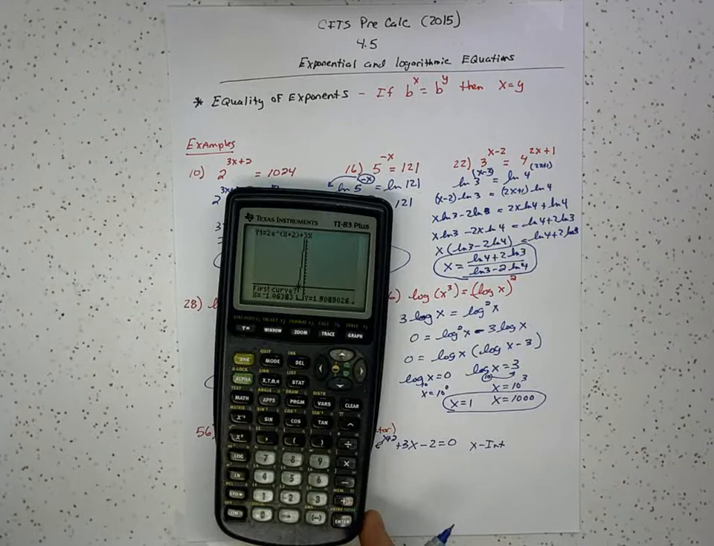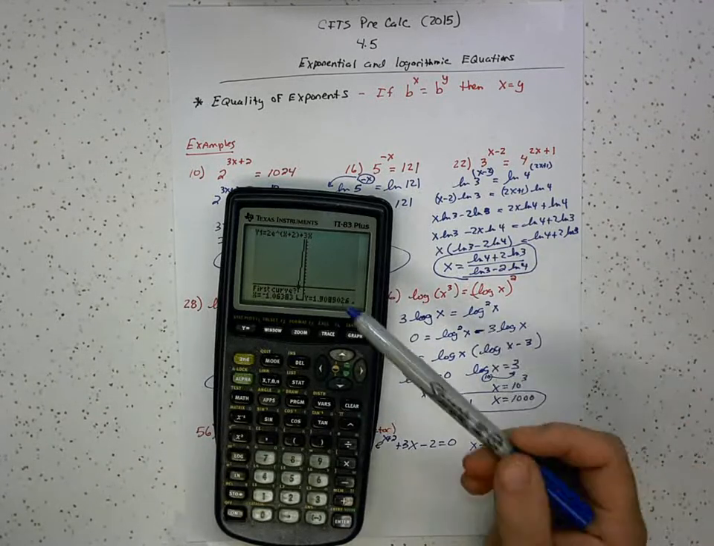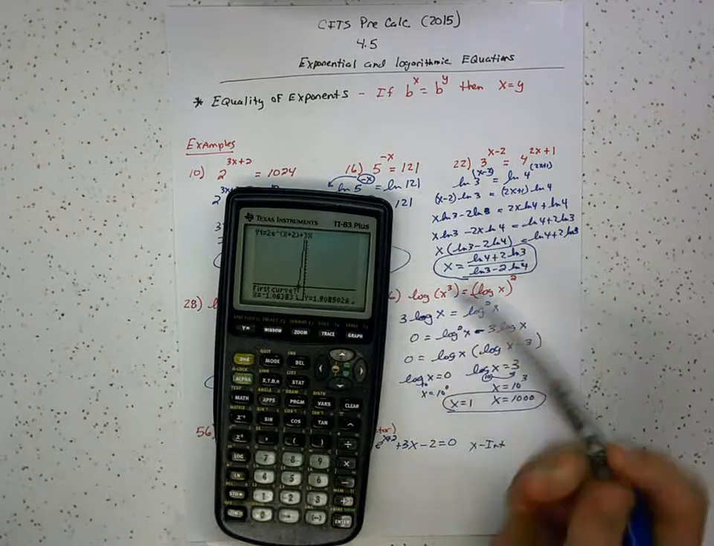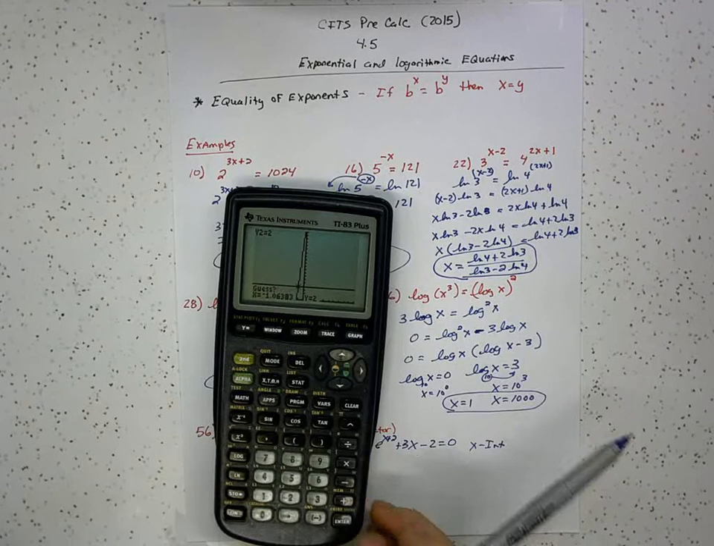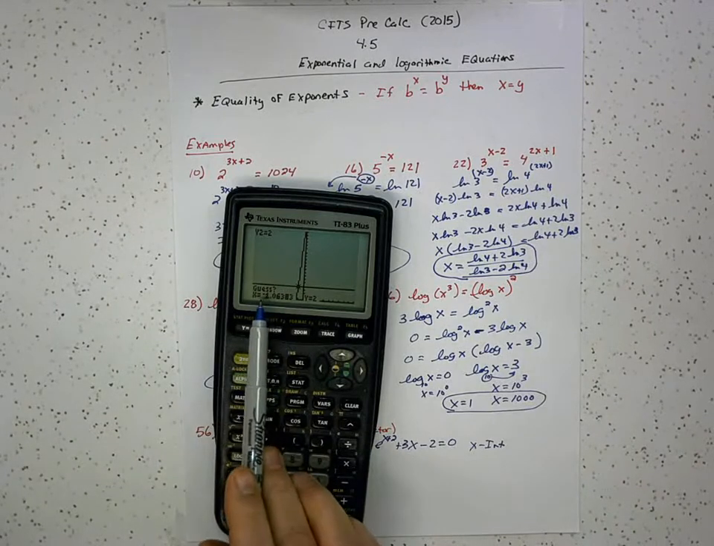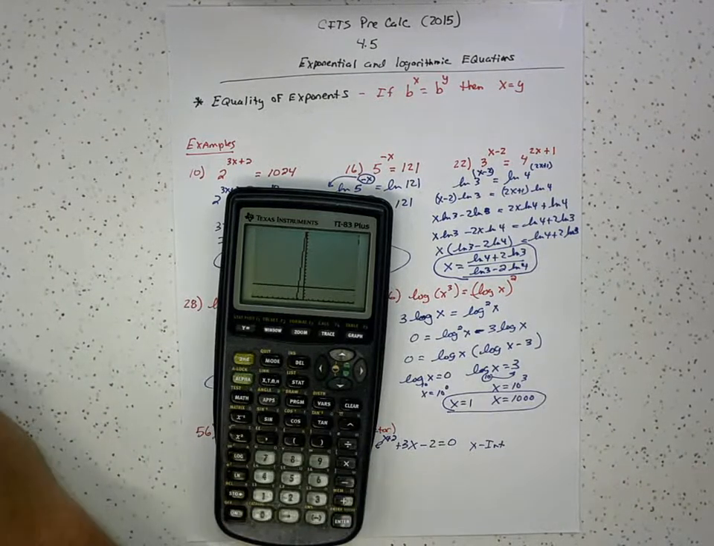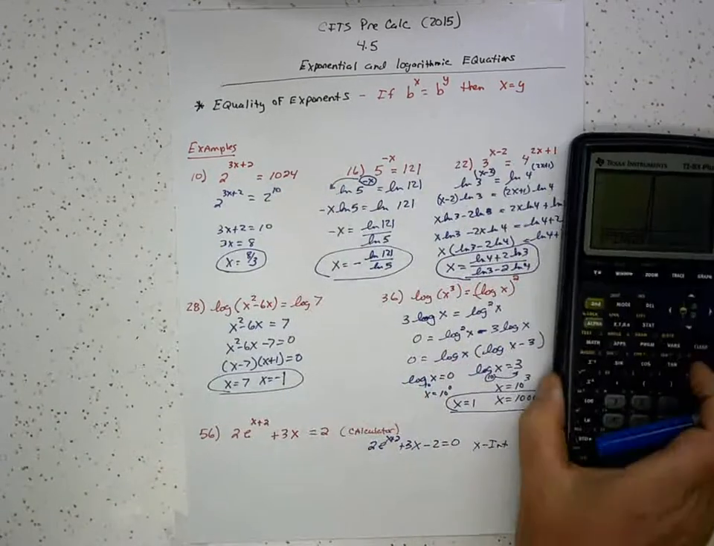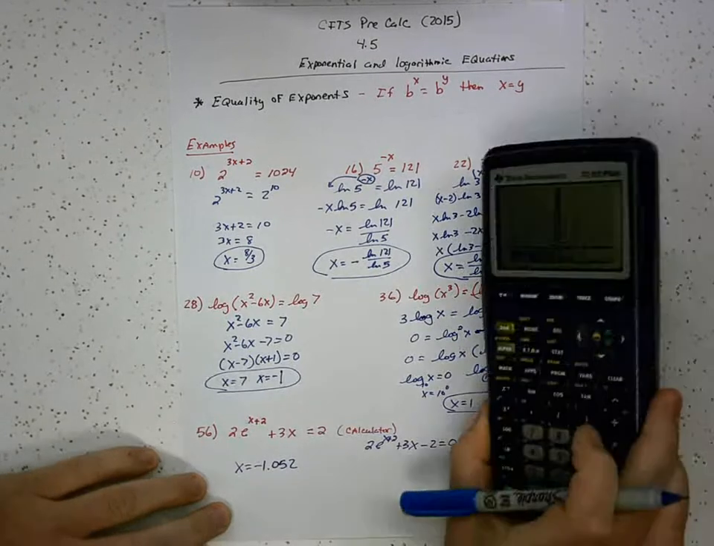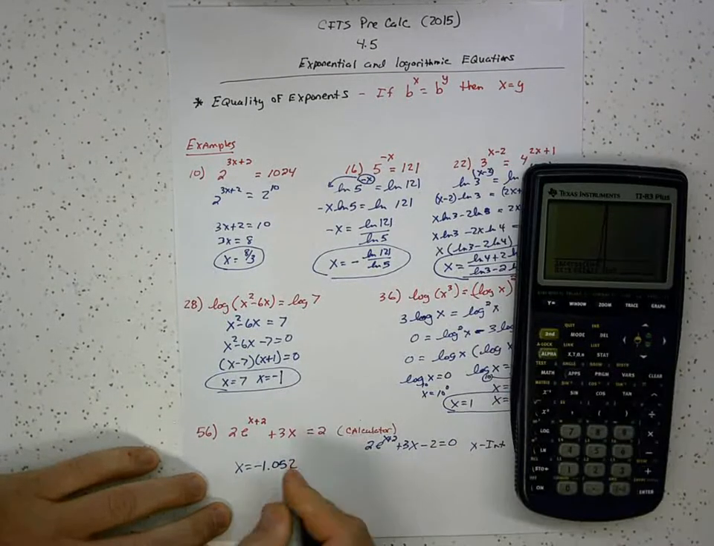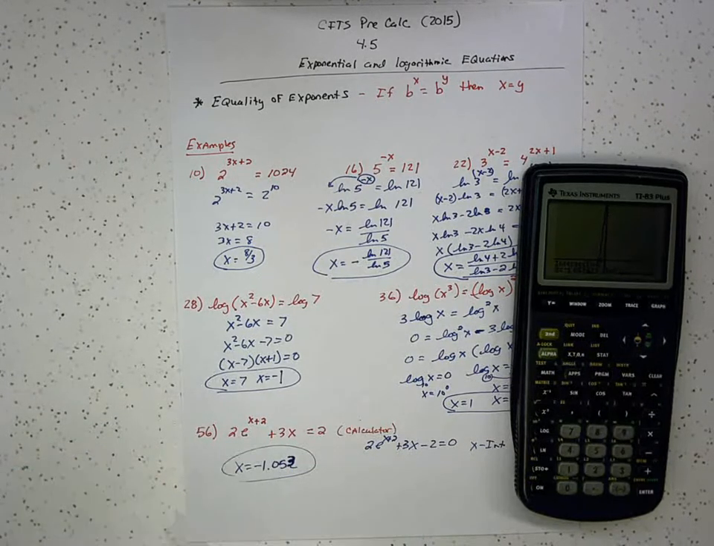Hit enter. It wants first curve. If you look at first curve here, the first curve is y1. That's where I want. The second curve is the y2. I want that, so I hit enter. Does it want me to guess the solution? Yes, I do. It'll do the calculation. I know my intersection point happens when x equals negative 1.052. Well, I should round that and make that a 3. And that is the solution.